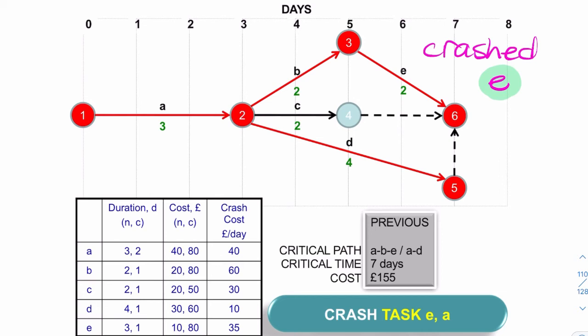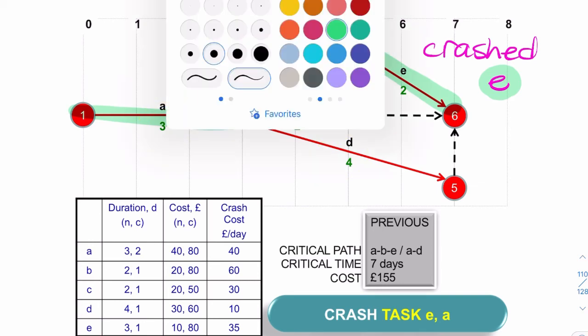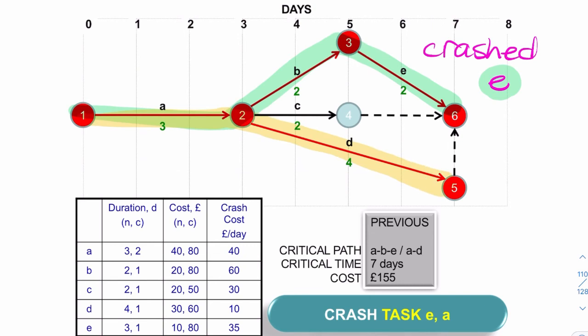And why is that? You might notice that there's now two paths in red. There's A, B, E, which is my critical path. 3 plus 2 plus 2 equals 7. But now 3 plus 4 also equals 7. So now we have two critical paths. We have this critical path and that critical path. So there's no point crashing E further because that wouldn't help my path AD. So now we have two critical paths, ABE and AD.